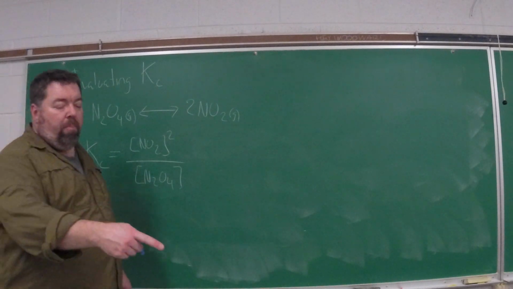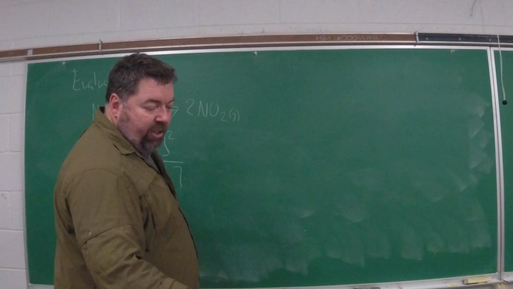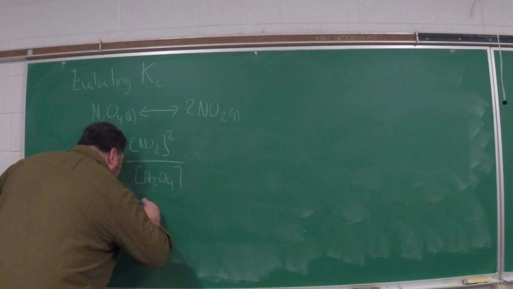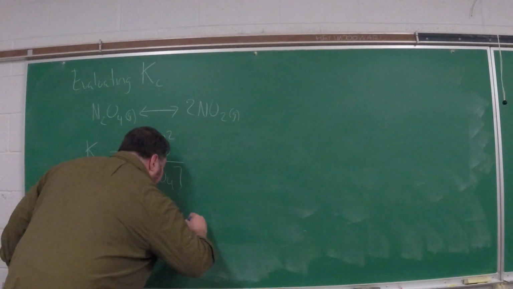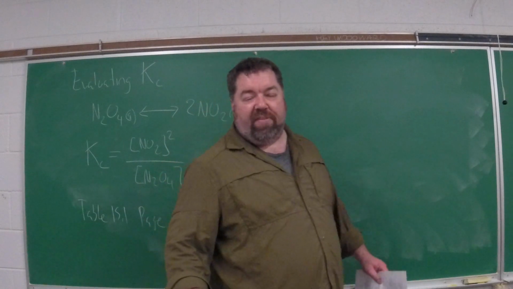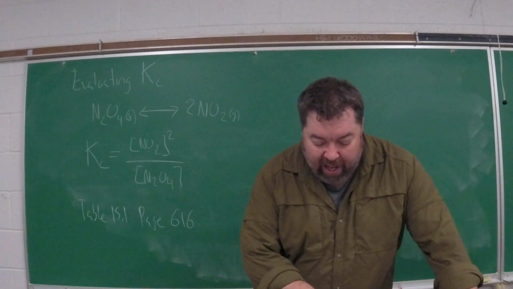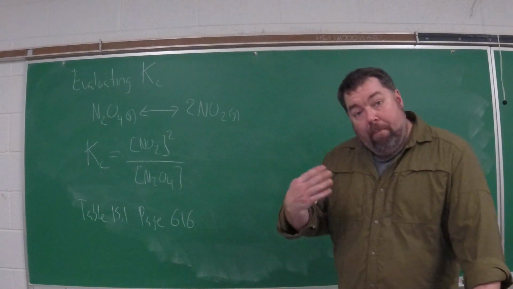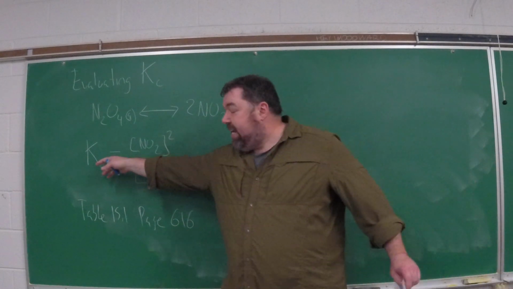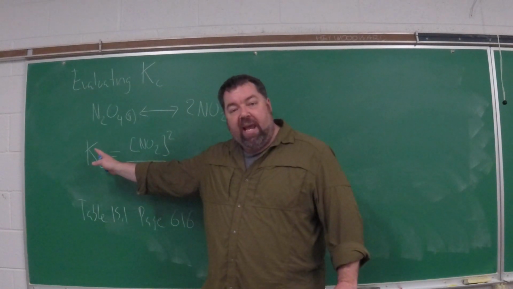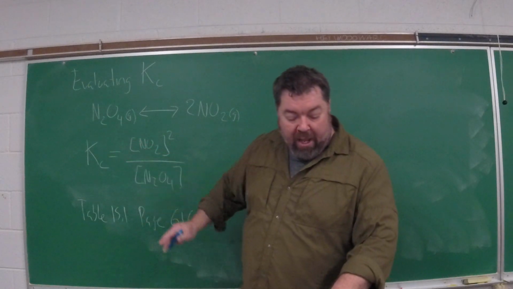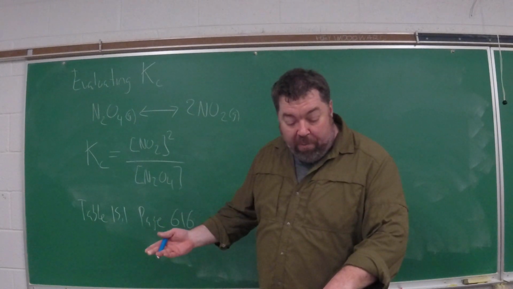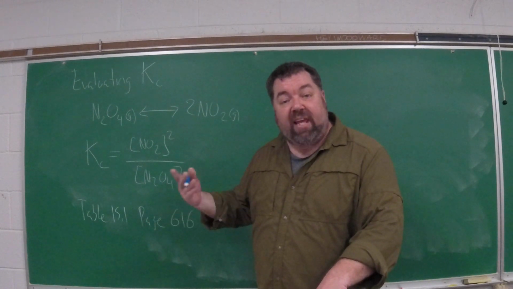Well, in your book, they give Table 15.1 on page 616. They give a bunch of experiments that they ran where they vary the initial concentration of N2O4 and NO2. But no matter what, at equilibrium, the amounts of the reactants and the products always has to equal Kc. I suggest you take a look at that table. Since we have different amounts of starting material, we end up with different amounts at equilibrium, but you should end up with Kc being the same.